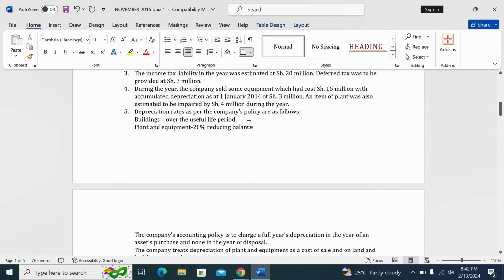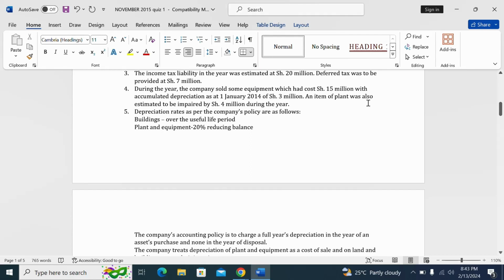Therefore, in this additional information, the company sold some equipment which had cost shillings 15 million with accumulated depreciation as at 1st January 2014 of shillings 3 million.